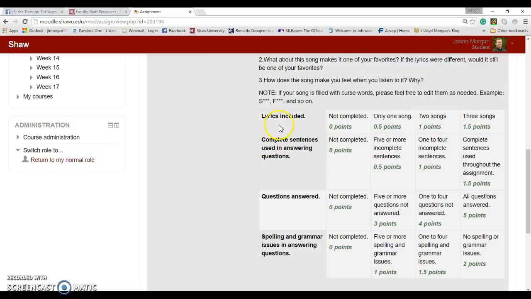So did you include the lyrics for all 3 songs? Did you use complete sentences when answering the questions? Did you answer all the questions? And did you have any spelling or grammar issues? So this is how you are graded on this assignment.